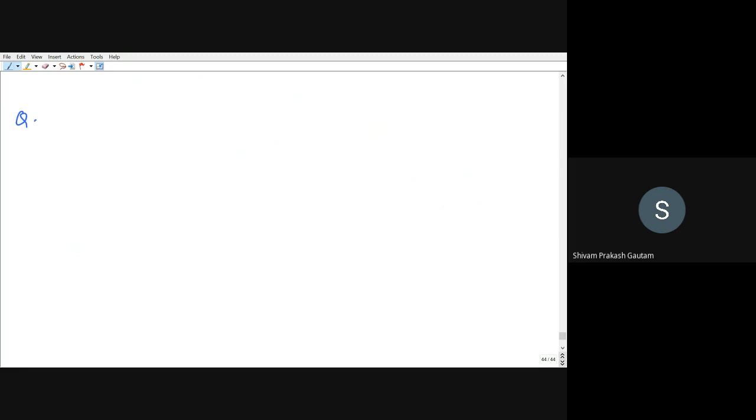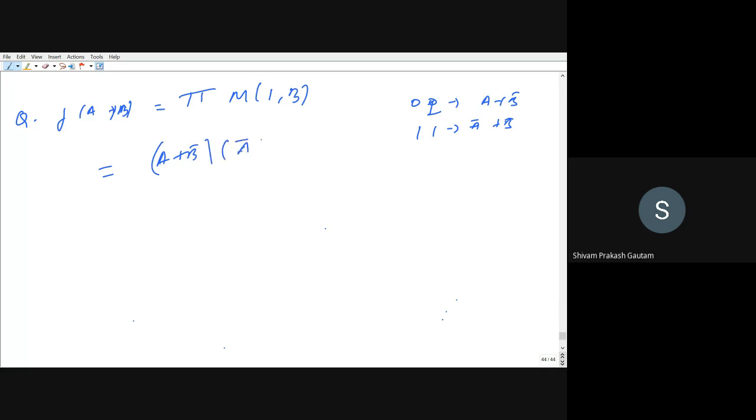Next problem. F of A B, 2 variables, product of sum form, max term of 1 and 3. So 2 variables are there. So this is 0 0, 1 can be represented by 0 1, 3 can be represented by 1 1. So 0 1 can be represented by A plus B bar, and 1 1 by A bar plus B bar. Are you getting this? What I am doing? A plus B bar, A bar plus B bar. You can open the bracket and in the solution you will reach B bar. You can solve it. Are you getting this? How I am writing max term?